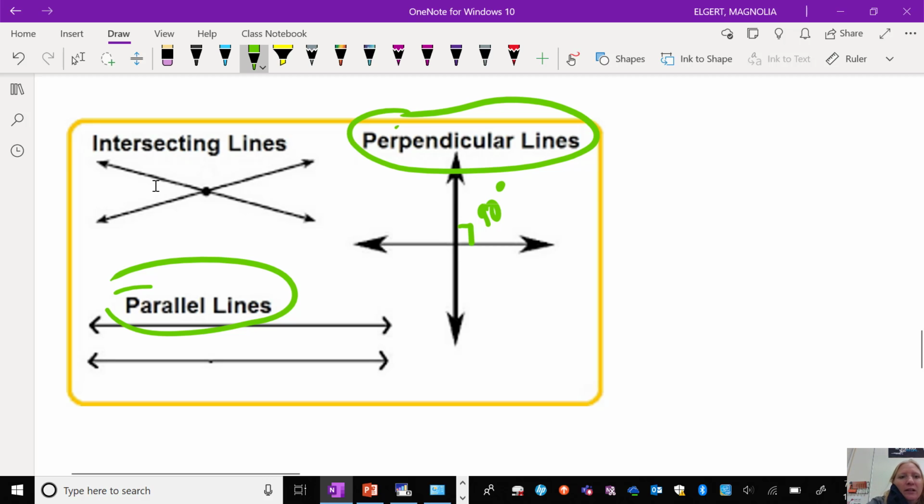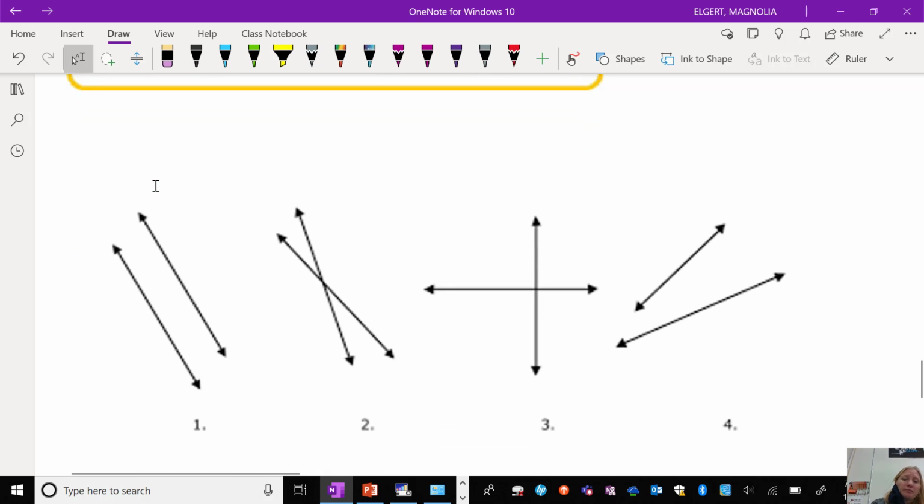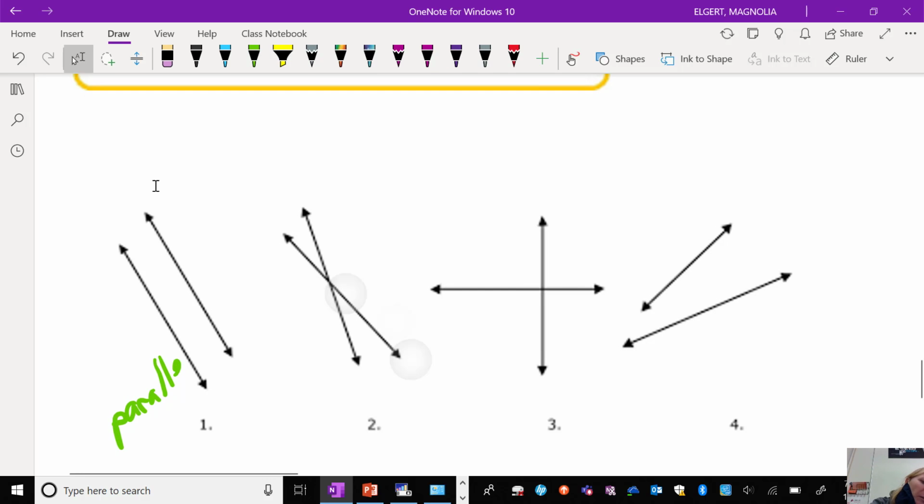Intersecting is everything. Two lines are intersecting. Intersecting just means that they cross. So those cross. So perpendicular lines are intersecting, but they're special because they're at a 90. Parallel lines never cross. So if we look here, number 1, these lines would be parallel because they don't cross.